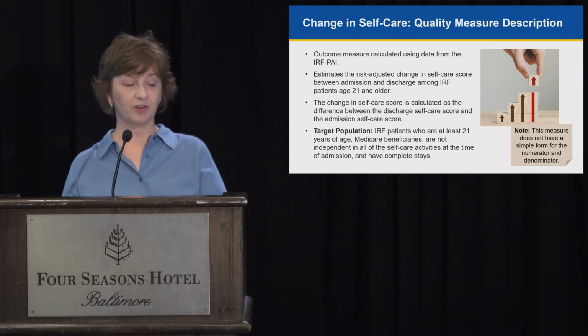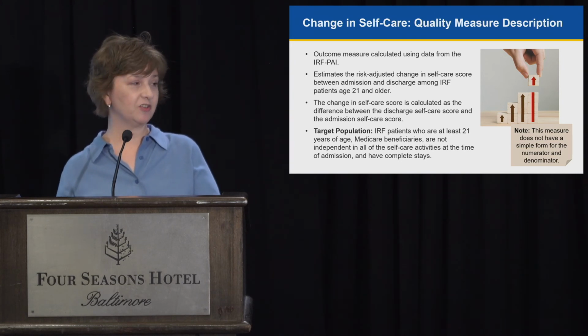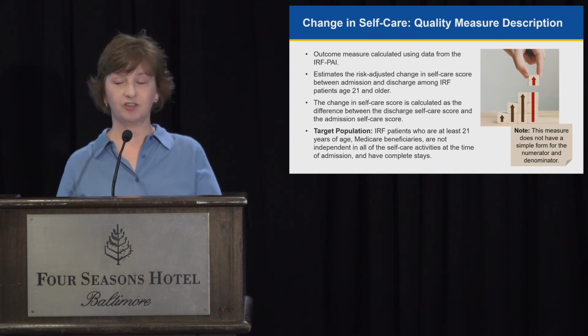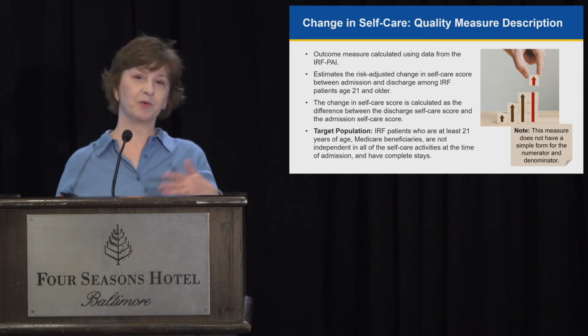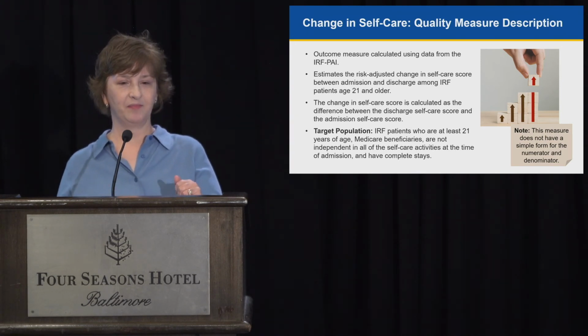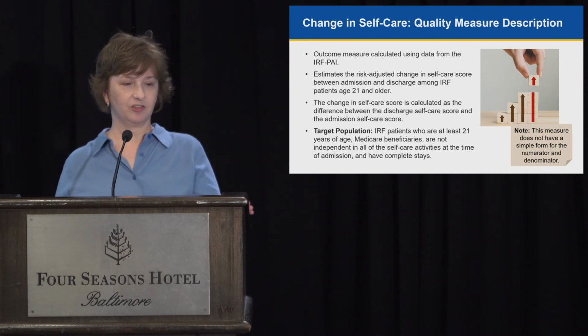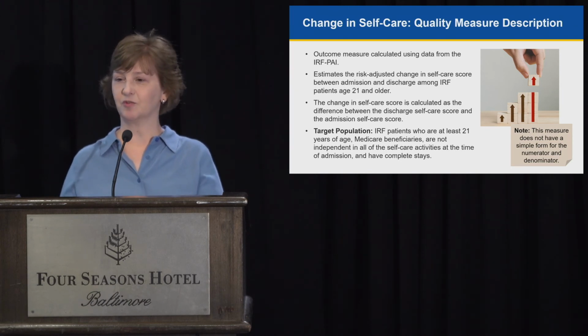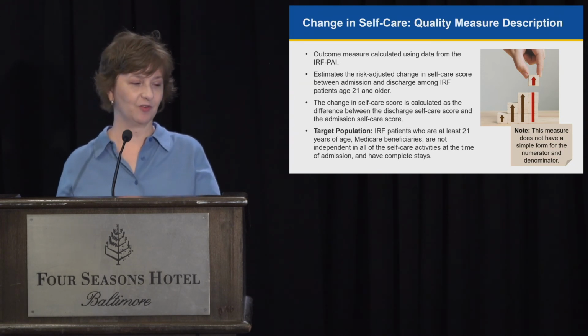It estimates the risk-adjusted change in self-care, and that's the change between admission and discharge among IRF patients aged 21 and older. The change in self-care score is calculated as the difference between the discharge score and the admission score. I'm just going to make up numbers here. If somebody comes in with a score of 20, they leave with a score of 40. The change is 40 minus 20, which equals 20. So the change would be 20 for observed. It gets risk adjusted after that, but in general, it's a change score.